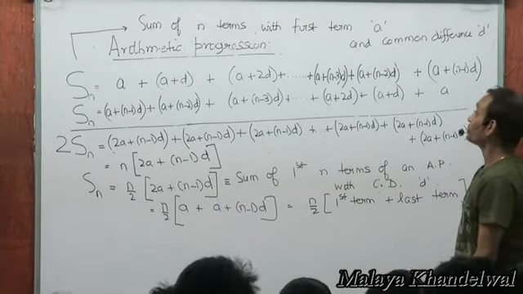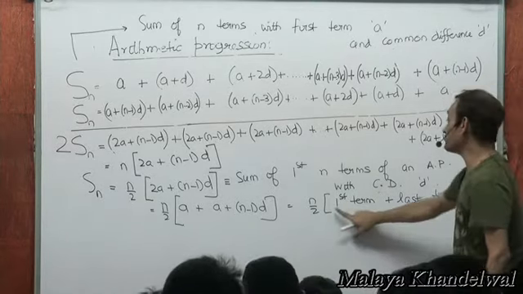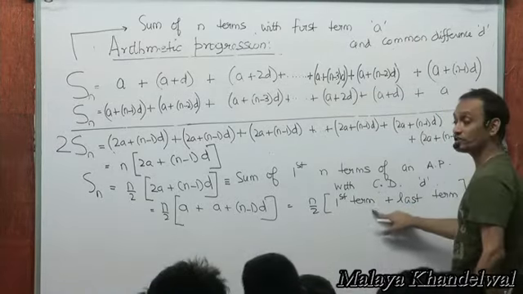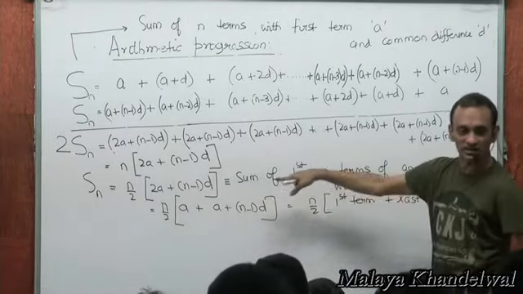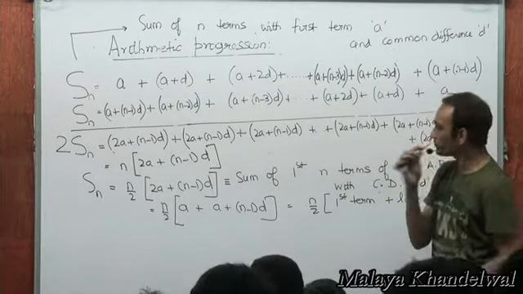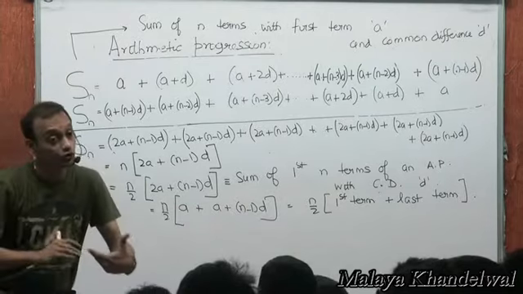So the nth term of the sequence is a plus n minus 1 into d. Sum of the first n terms is n by 2, first term plus last term, or n by 2 into 2a plus n minus 1 into d. Now, there are a host of other things that I'll tell you, but let me also introduce GP.